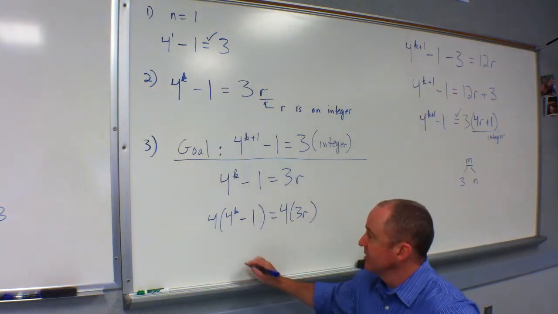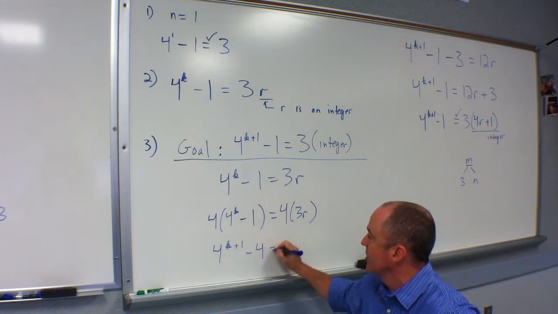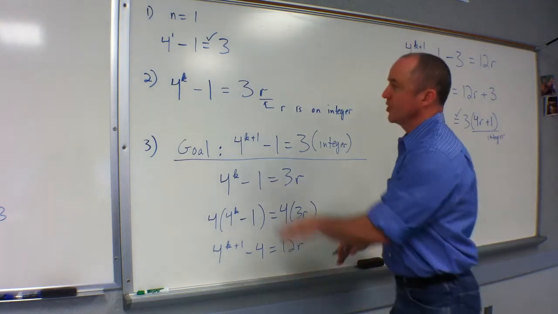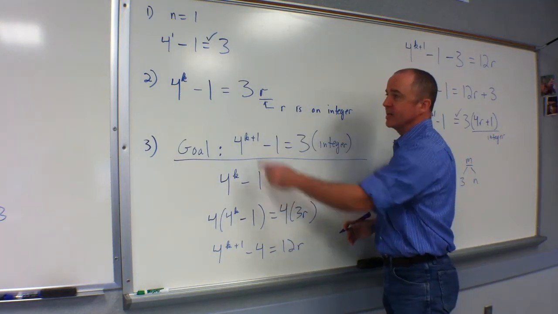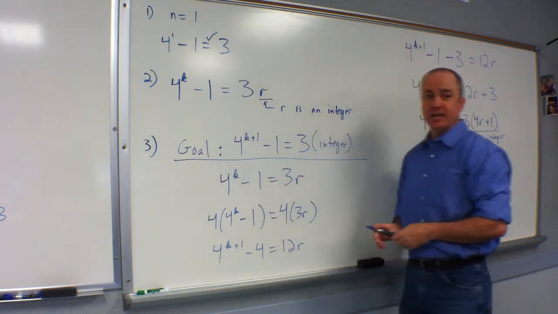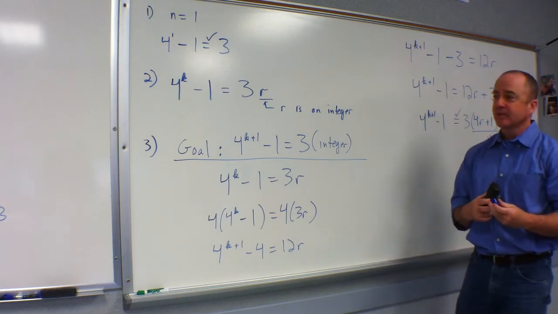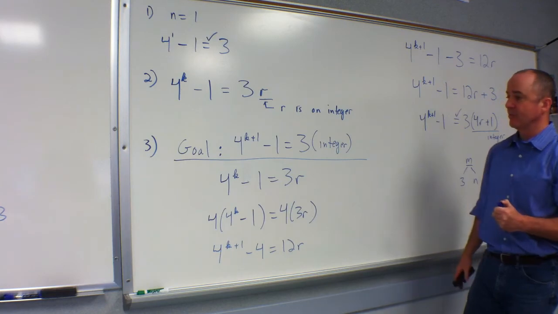Can we start on the new example? Yep. So this is going to be 4 to the k plus 1 minus 4 equals 12r, and I didn't show this step clearly. But what you do first is you rewrite step 2, and then you have to ask yourself, how can I get from step 2 to my goal? And that's where the multiplying by 4 came in, and that's where the creativity comes in. There is no one formula for this. But thank you for asking me to rewrite that, because that's clearer, I hope.